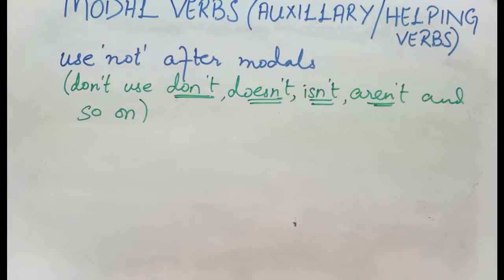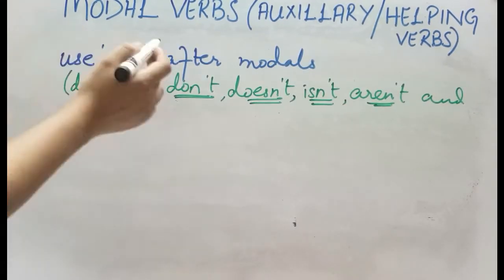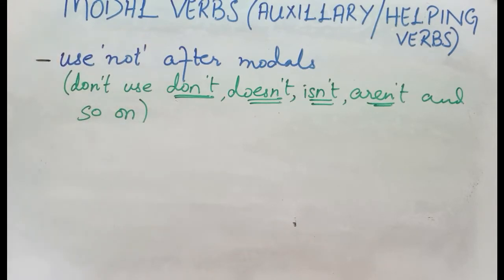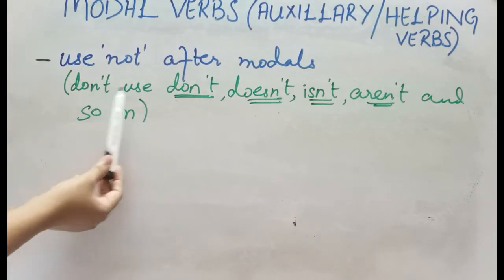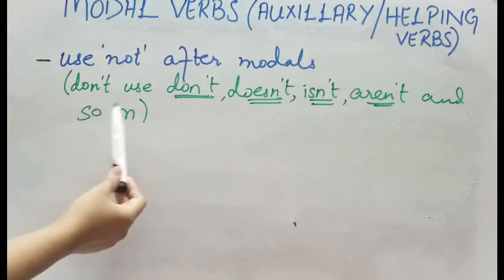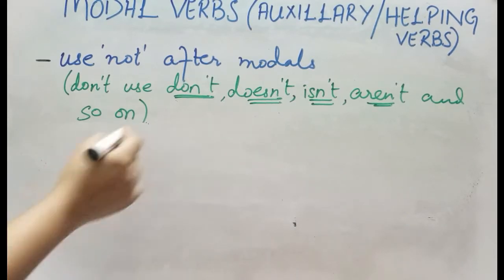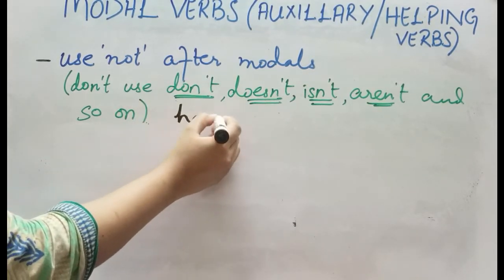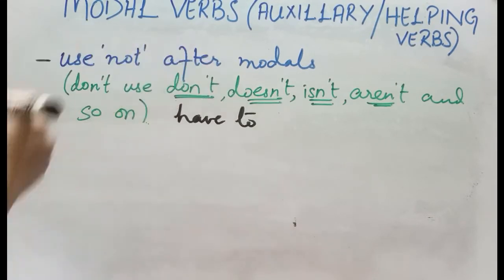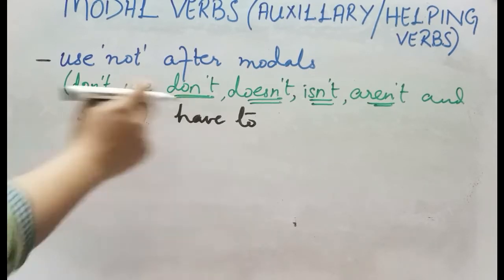Moving on to the next rule, which says use not after modals. Don't use don't, doesn't, isn't, aren't, and so on with the modals, except for have to. This is exceptional. We'll see how we are going to use that modal, have to.